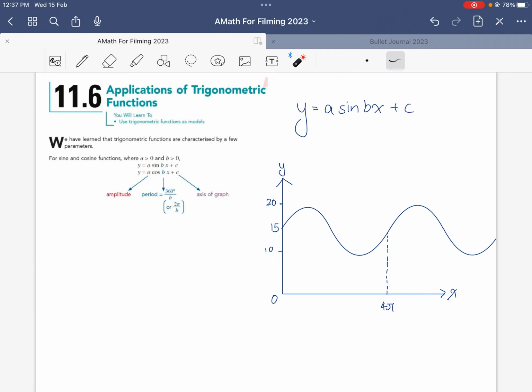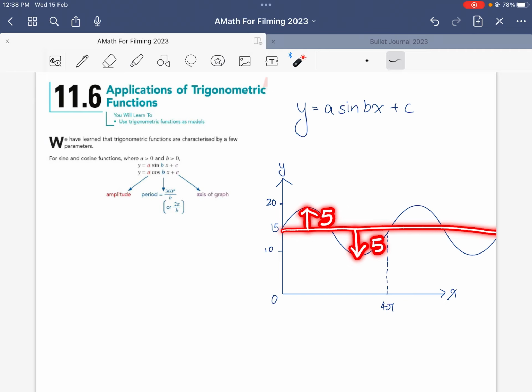Now, the thing here is this: there are values a, b, and c. I just want to give a quick recap on how I get some of these values. First is the A. I see there's a central line running through the graph. So how far do the maximum and the minimum deviate from the central line? You can see here it deviates by 5 and 5.